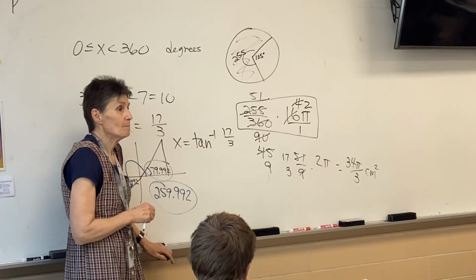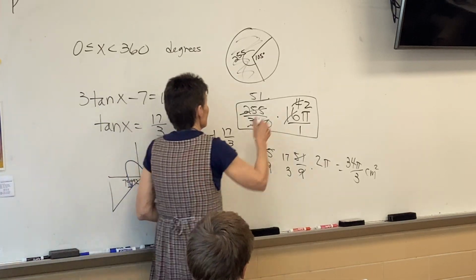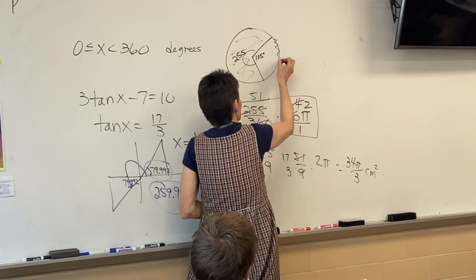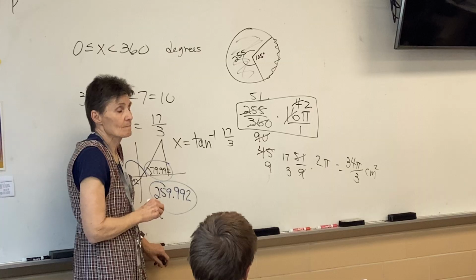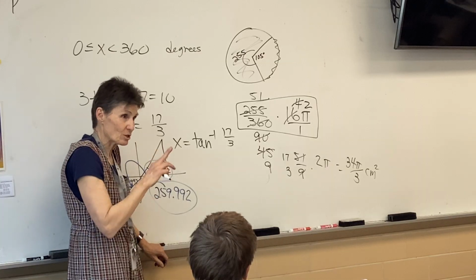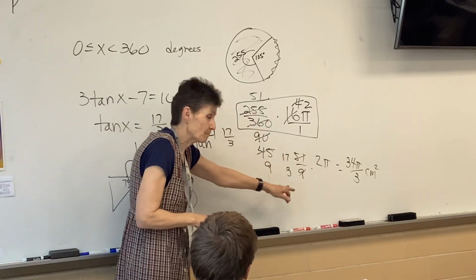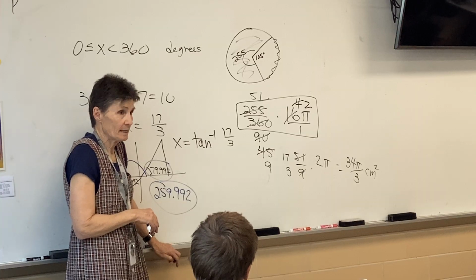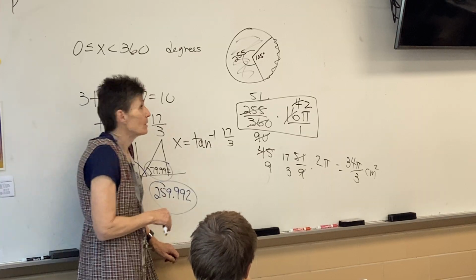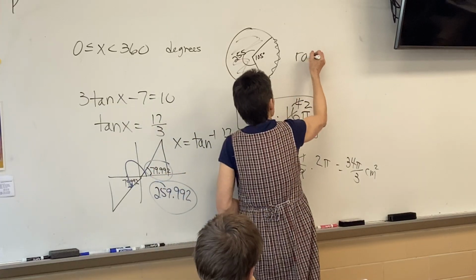Everybody good with that? Now we're gonna find this arc right here. That arc. Two-part question. Area's done. How do we find arc length? The length of an arc. Radius times radians.